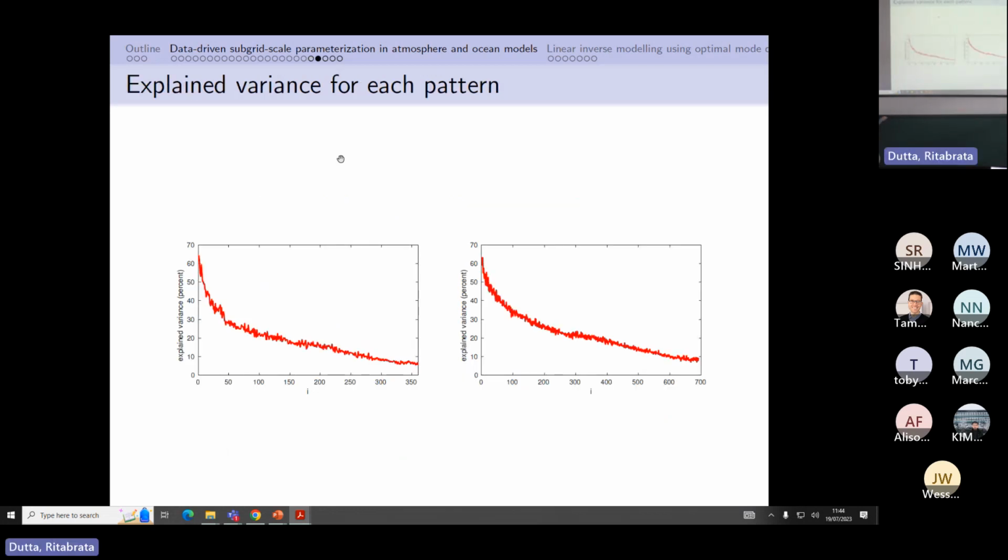Now we apply the stuff to this model. That's the explained variance of these subgrid patterns, and that's for a truncation. So the reference solution is a T30. So we keep all the stuff up to wave number 30. That's the truth.